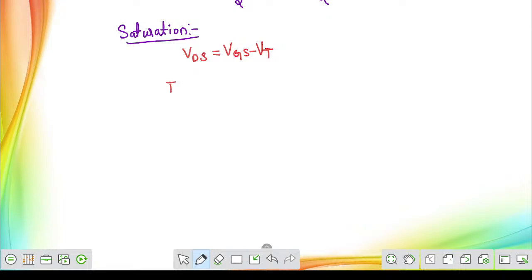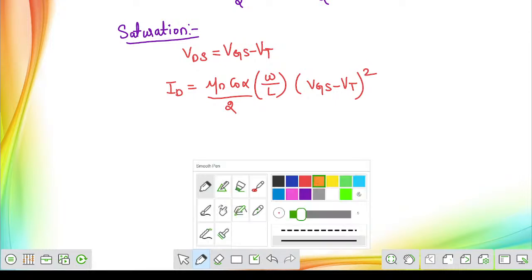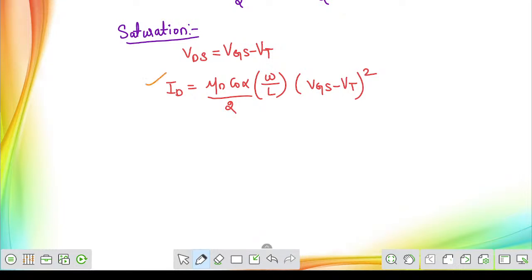The drain current in the saturation region will be equal to mu n C ox W by L, which I was considering as K, whole divided by 2. That is the constant factor. Inside the bracket, we can put VGS minus VT whole square, or VDS square, since we have seen that VGS minus VT and VDS are equal. This is the formula that I know, and in the saturation region we know everything.